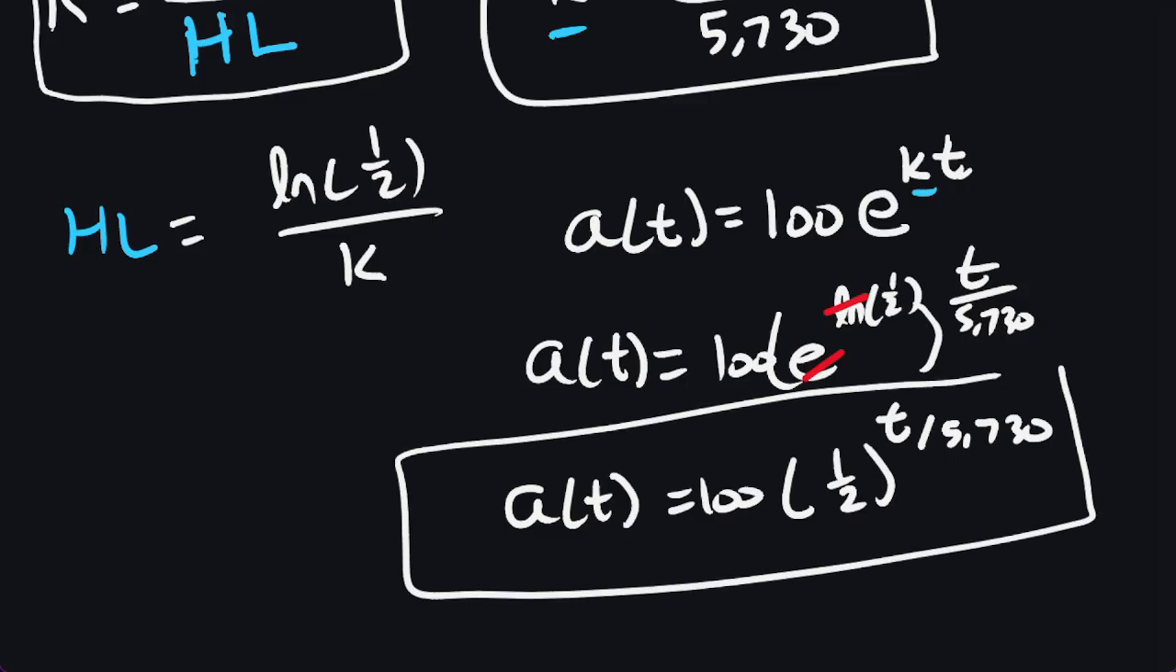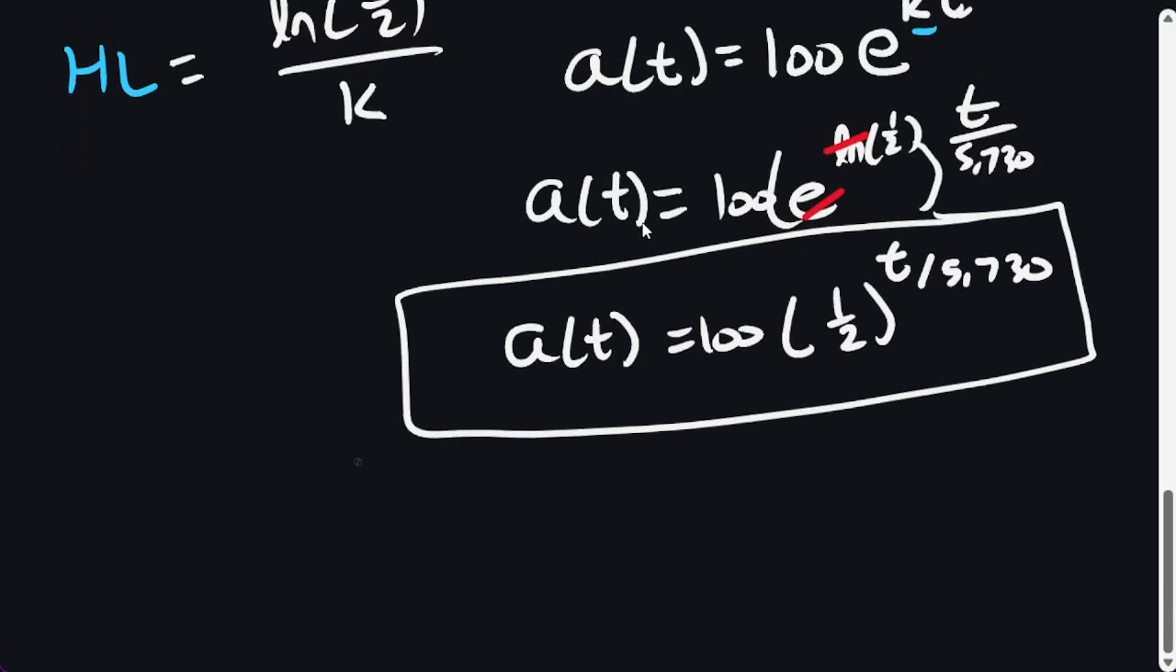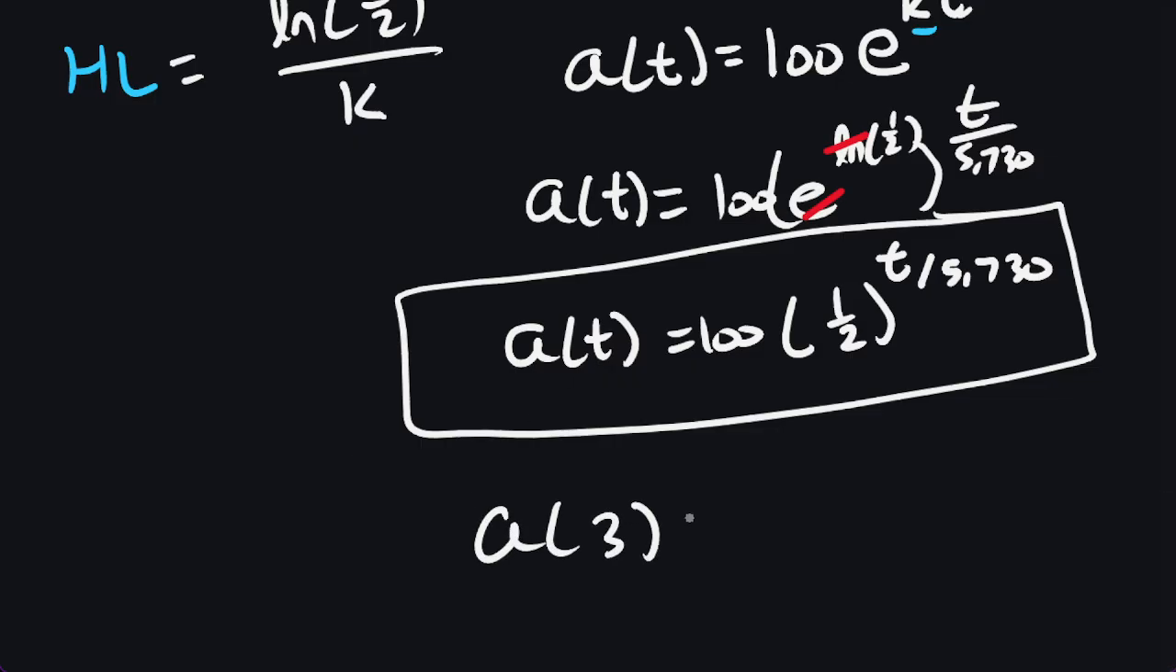And there we go. That is our function in the simplest form. A of t equals 100 times 1/2 to the power of t over 5730. And that is our function for determining how much carbon-14 we have at any given point. So if we plug in A of 3, after 3 years, this would tell you how much carbon-14 you have.